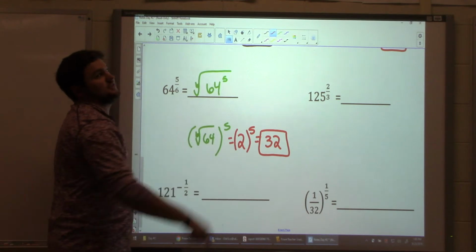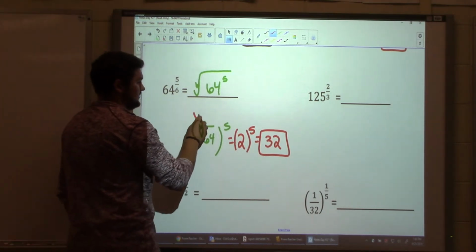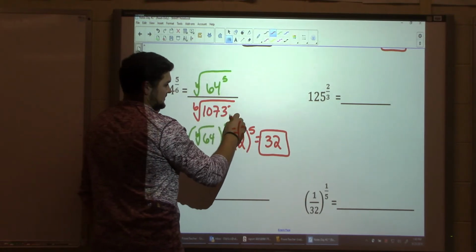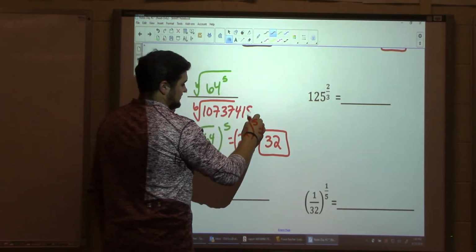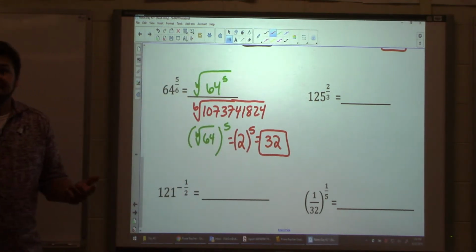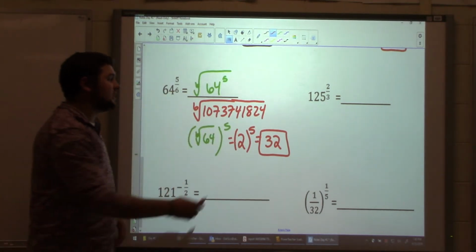Does anyone know what 64 to the 5th power is? Did someone do that in their calculator? 3741, okay, hold on, 107, 374 1824. Right, that's a pretty big number, that's a big boy number. So then you take a 6th root of that, you should still get 32.